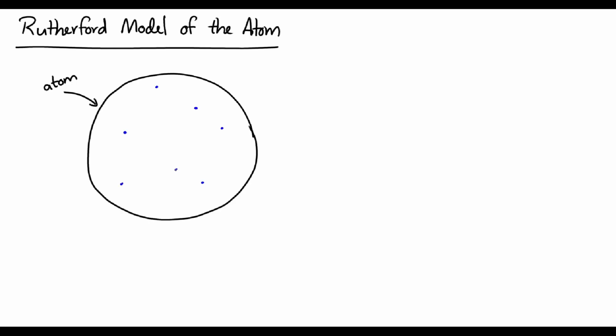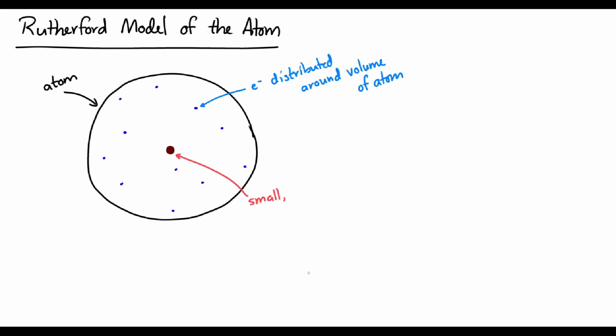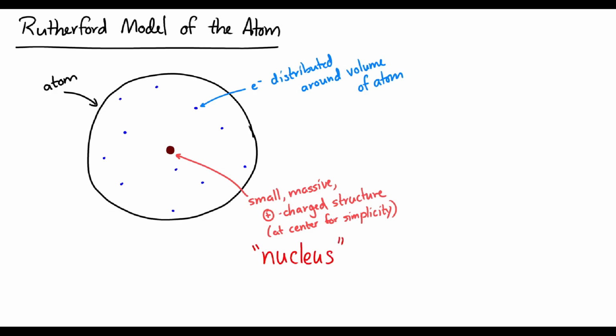The atom was still a roughly spherical shape. The electrons were still distributed around the volume of the sphere, but at the center was a relatively small, massive, positively charged part. Now, why is it at the center? Well, why not? That seemed to be the best place for it. And this small, massive, positively charged structure he called the nucleus.